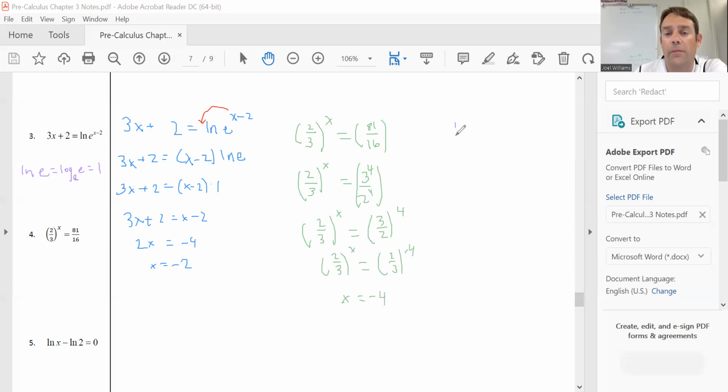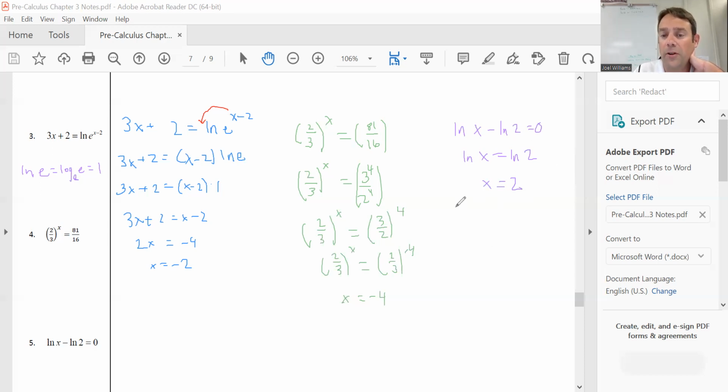In this last one here, natural log of x minus natural log of 2. There's a couple ways I could solve this. I'm going to solve it what I think is the easiest way. If I move one natural log to the other side, I get natural log of x equals the natural log of 2. And then just like with exponents, when they have the same base, you can get rid of them. It's the same thing with logs. As long as you have the same log on both sides, I can get rid of it. So x equals 2. So that's one way to solve it.